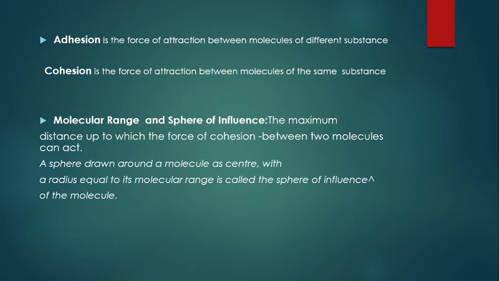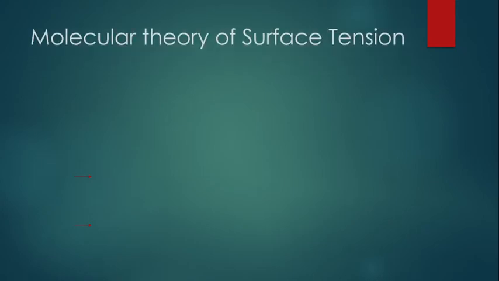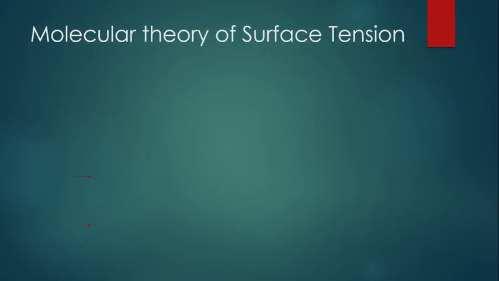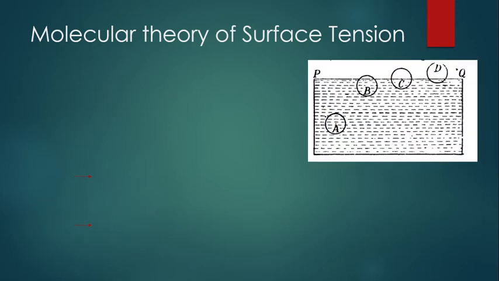These are all just definitions that are required to study the molecular theory of surface tension. So next we are going to learn about the molecular theory of surface tension. For that, we are considering a beaker consisting of liquid, and A, B, C, D are just molecules at different positions.